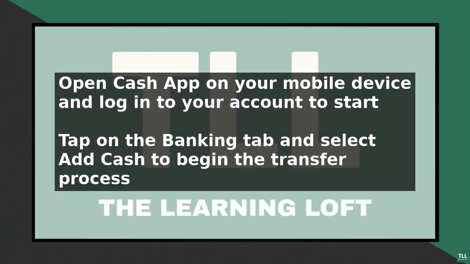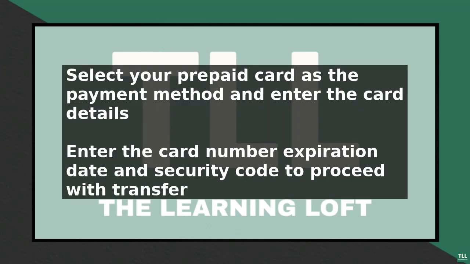Tap on the Banking tab at the bottom left corner of the screen. Then select Add Cash. Choose the Add Cash option and enter the amount you want to transfer from your prepaid card. Next, select your prepaid card as the payment method.